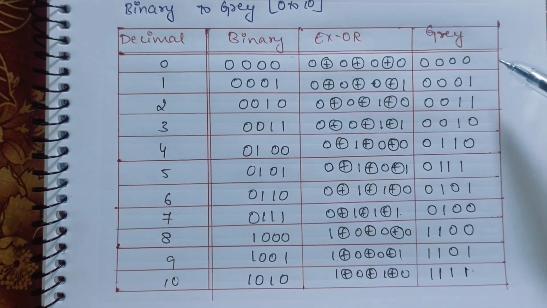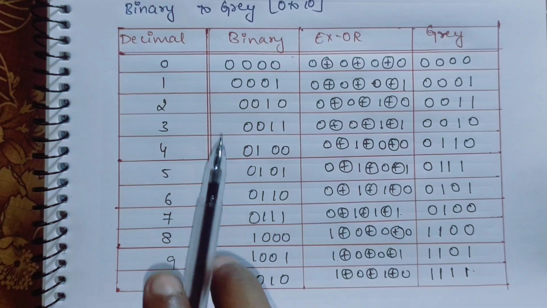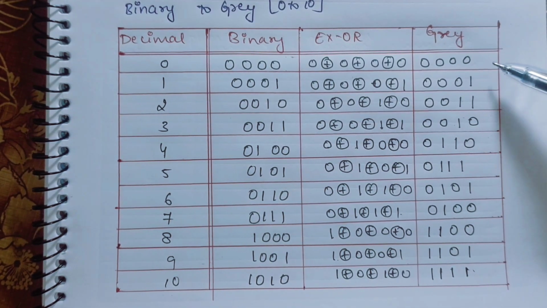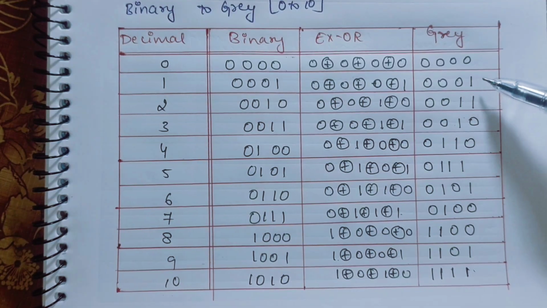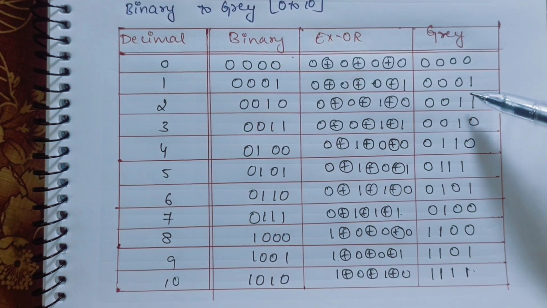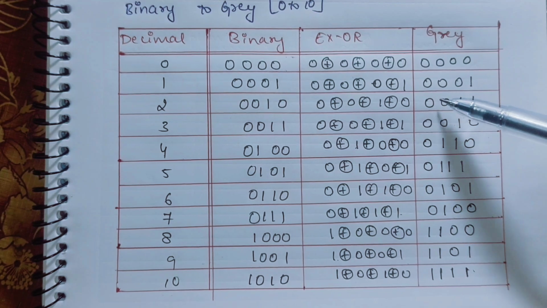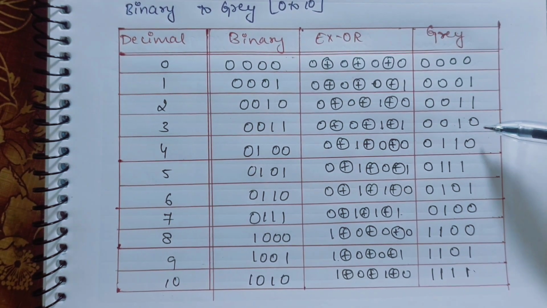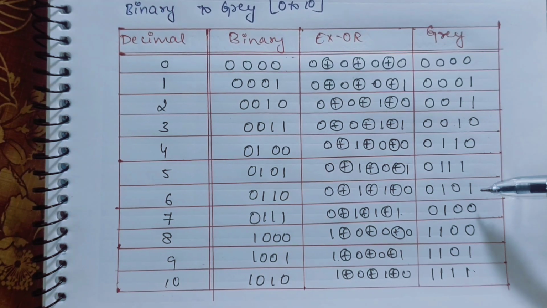So this is our gray values for the binary values from 0 to 10. Here you can observe, you only see 1 bit variation from each number to the next. From 0 to 1, 1 bit is changing. From 1 to 2, only 1 bit is changing. Here 0, 0, 0, 1, here 0, 0, 1, 1. From 2 to 3, only 1 bit is changing. And same for every successive number.